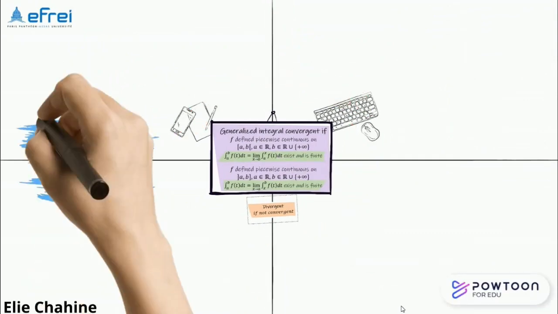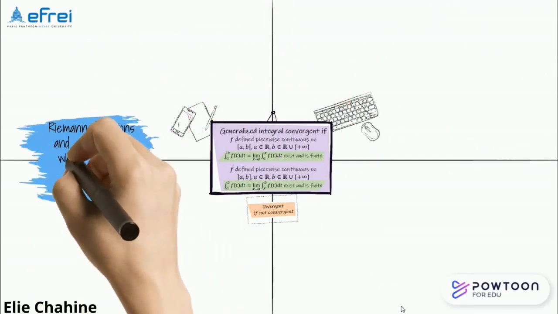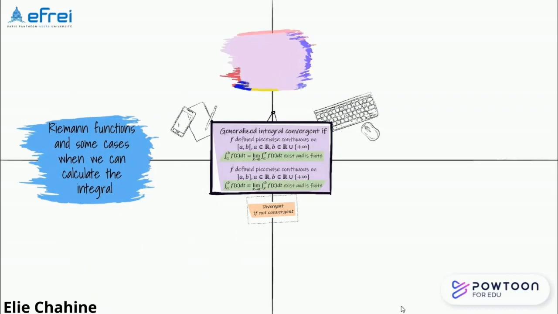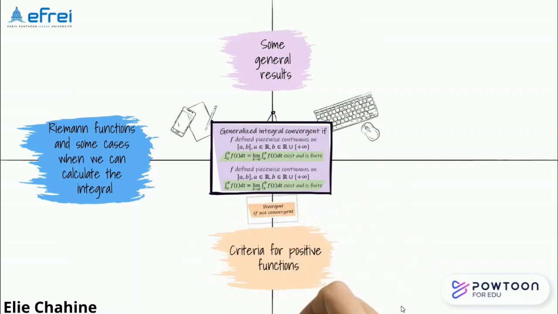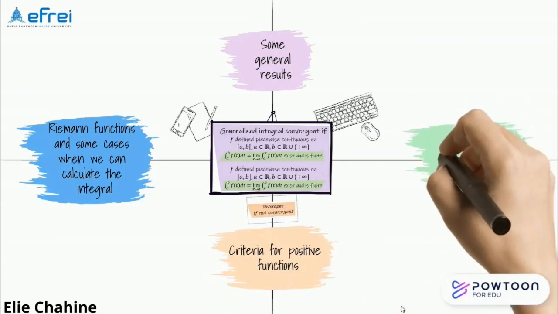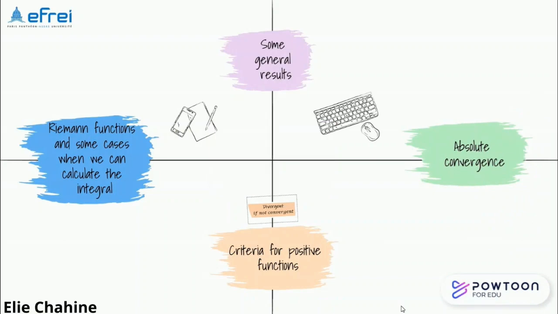We will talk about four topics. First, the Riemann functions and some cases where the integral can be calculated. Second, we'll talk about some general results. Third, about some convergence criteria for positive functions. And last, we'll talk about the absolute convergence.